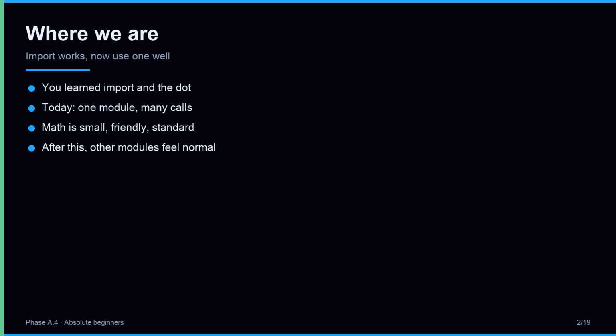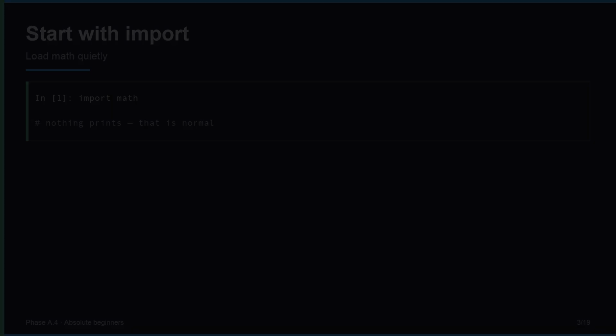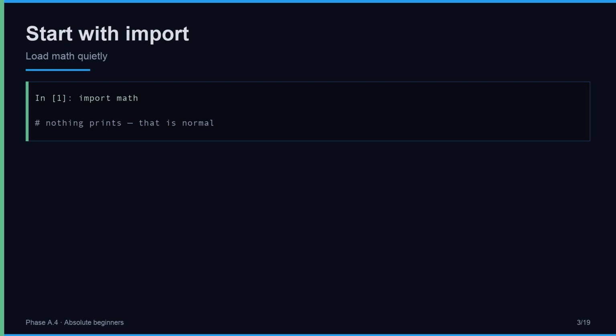Pattern first, name second. We open one module and use it for real. The Math module is small, friendly, and already on your machine. Open one toolbox, type import math. Nothing prints, that is normal and correct. Python loaded the module and bound the name math. The silence after import is healthy. If you ever see output after an import line, something unusual happened. For now, silence means success. The name math is ready.